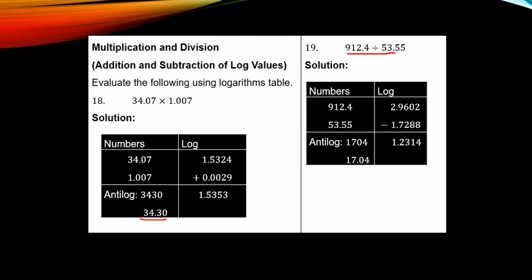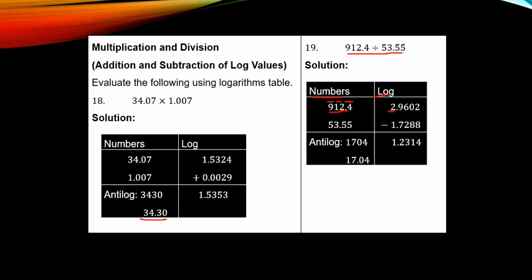Example 19, you find the logarithm of 912.4 divided by 53.55. So you have the number column and their logarithm. So the first number is 912.4. First you get the characteristic by subtracting 1 from the number of digits before the point. So you have 2 as the characteristic.